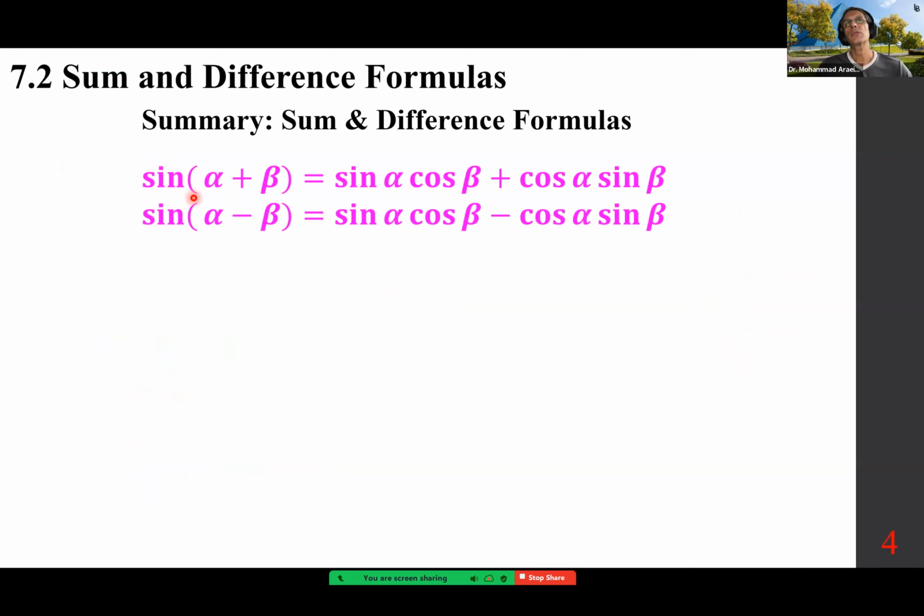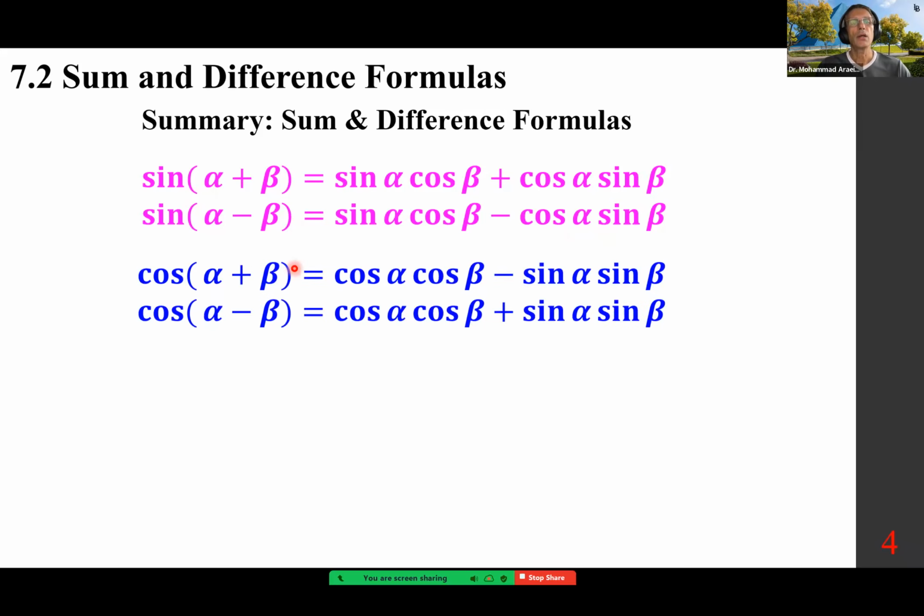Sine of alpha plus beta is sine alpha cosine beta plus cosine alpha sine beta. Sine of alpha minus beta is sine alpha cosine beta minus cosine alpha sine beta. Cosine of alpha plus beta is cosine alpha cosine beta minus sine alpha sine beta. And cosine of alpha minus beta is cosine alpha cosine beta plus sine alpha sine beta.